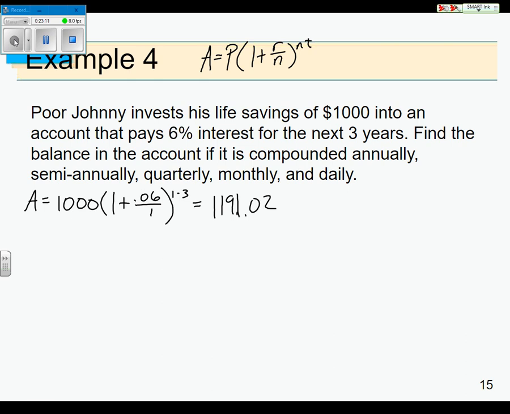Okay. I'm going to go ahead and pause the video and work the rest of these because I think this is just a plug and chug that you can do. And then you can do the same, see if you match up. And I want to talk about what happens after daily.